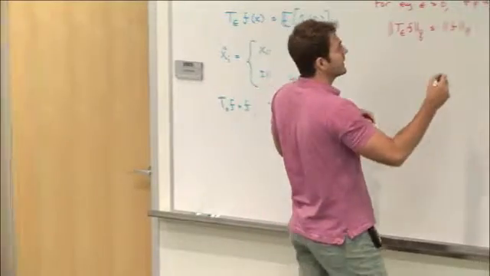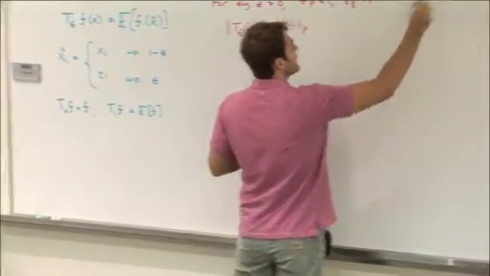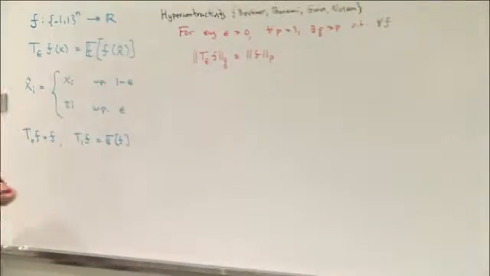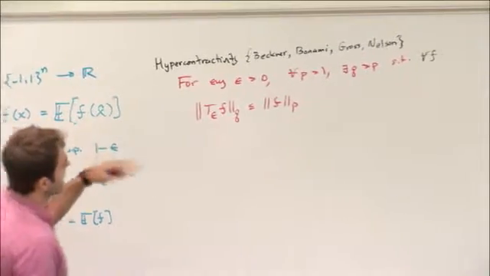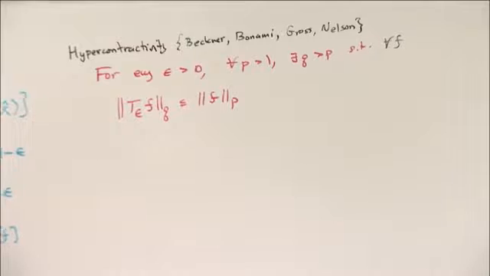Yeah. So the point is, it's here. None of the things depend on f. That's sort of the point. So there's epsilon, p and q such that for every f this holds. Okay.